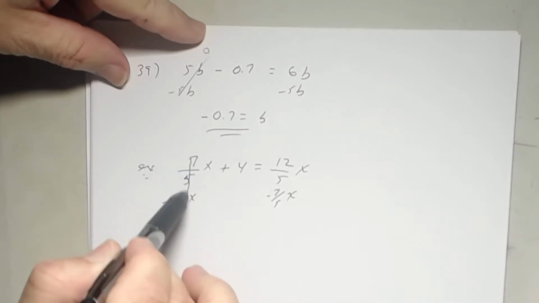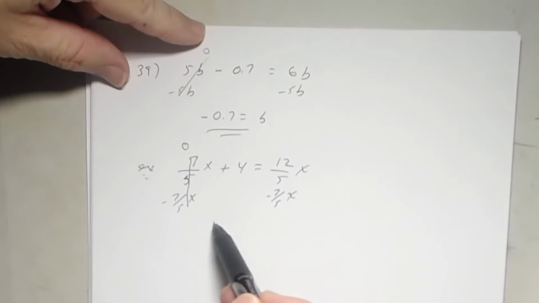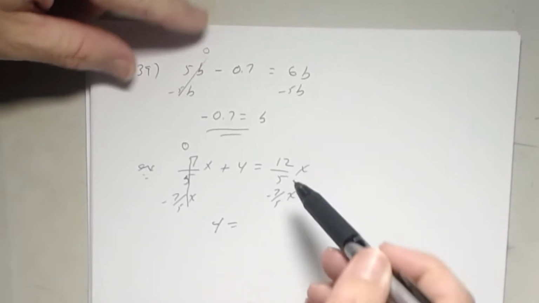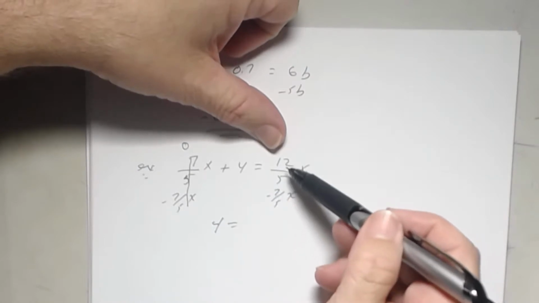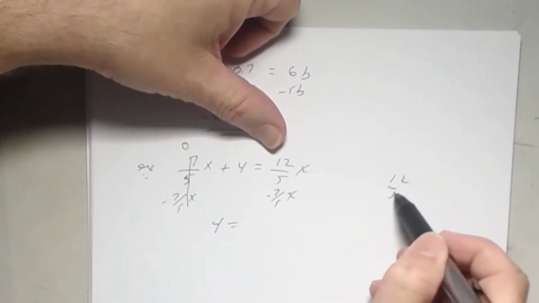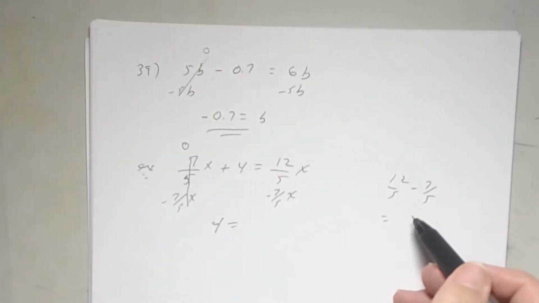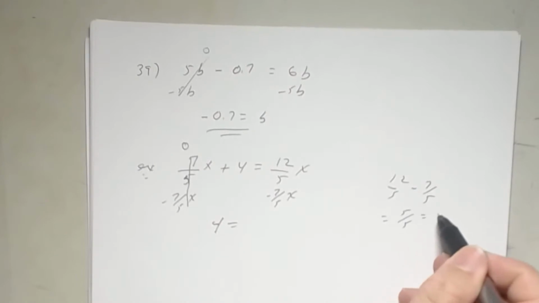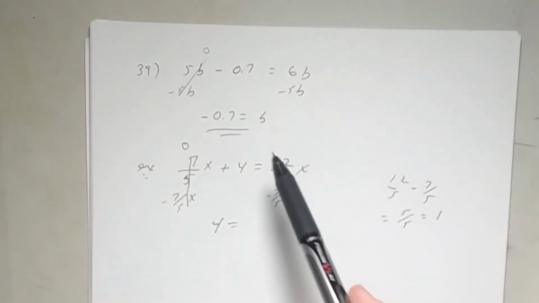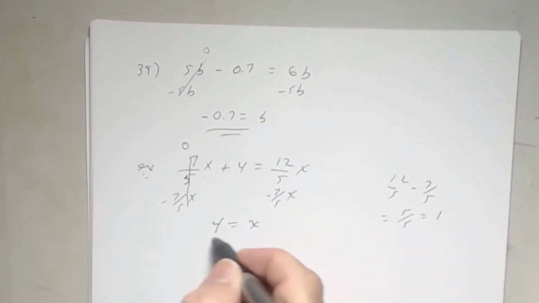7 fifths x minus 7 fifths x is 0. 0 plus 4 is 4. And then here, the denominators are the same, so that should be easy for you. What's 12 fifths subtract 7 fifths? It's 5 fifths. You're right. It's 5 fifths, right? Which is what? 1. So therefore, what is 12 fifths x minus 7 fifths x? Just x.